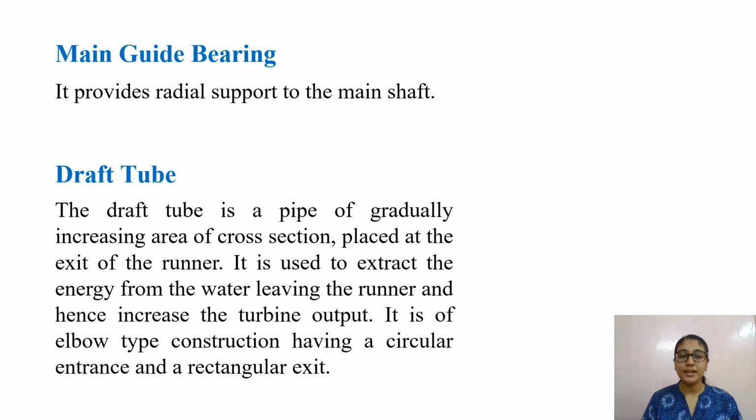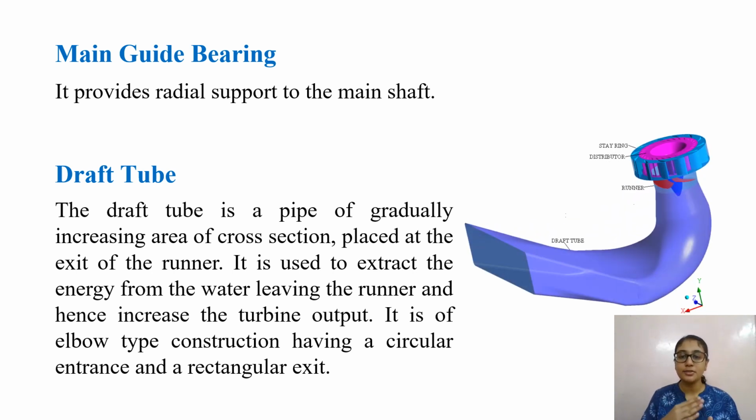Next, the main guide bearing is the one which provides radial support to the main shaft. The draft tube is a pipe of gradually increasing area of cross section placed at the exit of the runner. It is used to extract the energy from water leaving the runner and hence increase the turbine output. It is of elbow type construction and has a circular entrance and a rectangular exit.